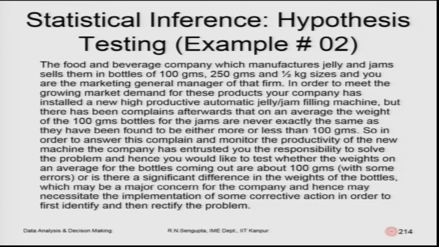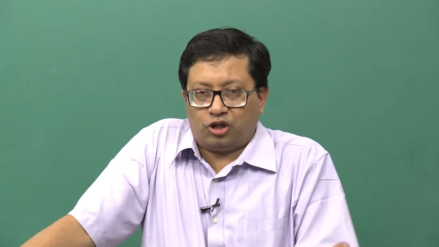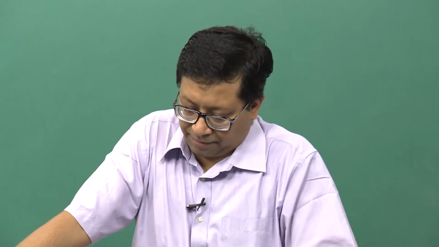If there is a significant difference in the weights of the bottles, you will definitely agree with the complaint being raised that the machine which is filling has some problem, and you will try to rectify that. And in case you find out that the weights are actually almost equal to 100 grams plus minus some error within the level of so called tolerances, then you will say that the complaints being raised are not factual, and obviously you will give the data from your study in order to disprove the statement raised by the retailer or the distributor.